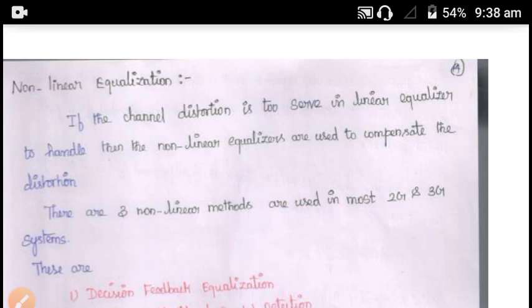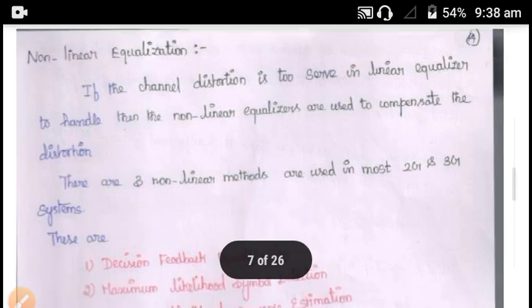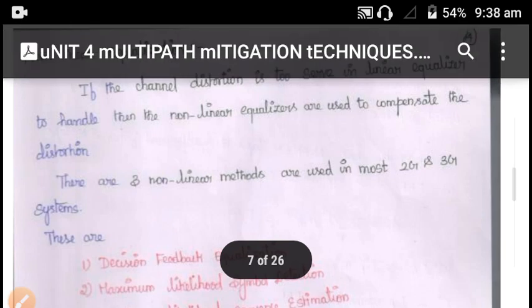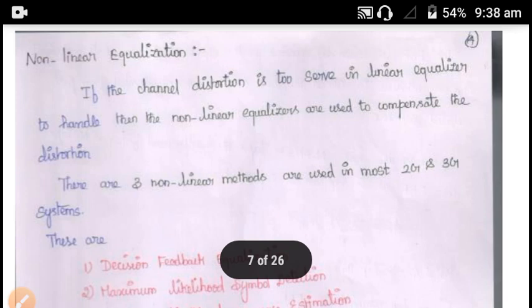Then the non-linear equalization. So what is the non-linear equalization? In the non-linear equalization, what about the feedback path? Here in the non-linear equalization, the output is fed back to change the future output of the equalizer.